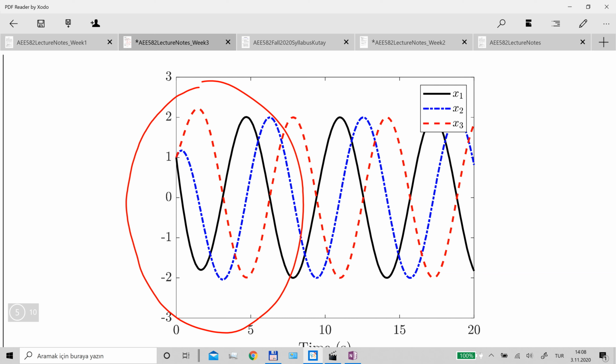So let's wrap up this video here, and in the next video we will continue with a review of some basic concepts from linear algebra and important concepts from control systems like controllability and stabilizability.